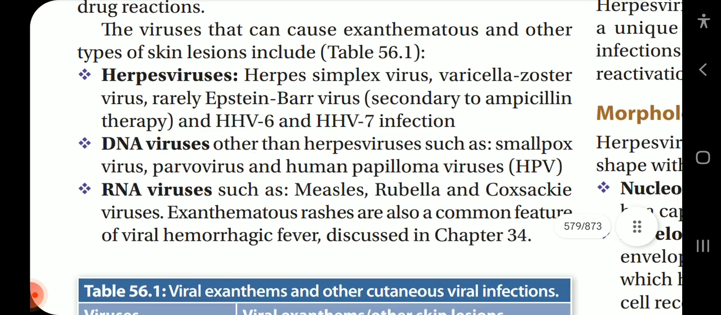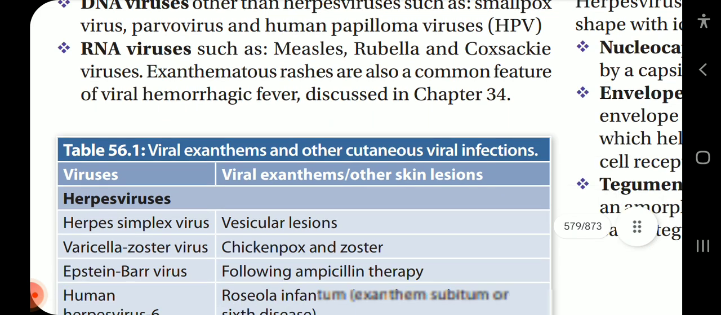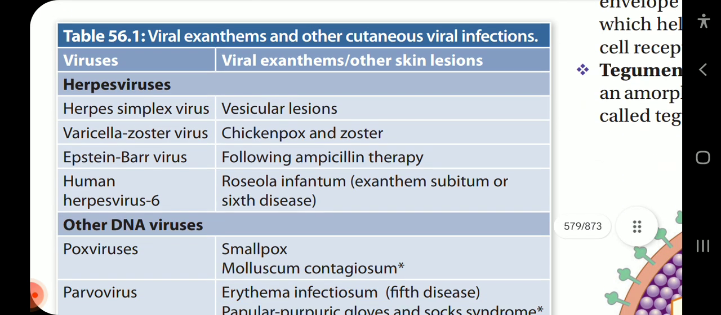The viruses that can cause exanthematous and other types of skin lesions include herpes viruses: herpes simplex virus, varicella zoster virus, rarely Epstein-Barr virus secondary to ampicillin therapy, and HHV6 and HHV7 infection. DNA viruses other than herpes virus, such as smallpox virus, parvovirus, and human papilloma virus. RNA viruses such as measles, rubella, and Coxsackie virus. Exanthematous rashes are also a common feature of viral hemorrhagic fever, discussed in later chapters.